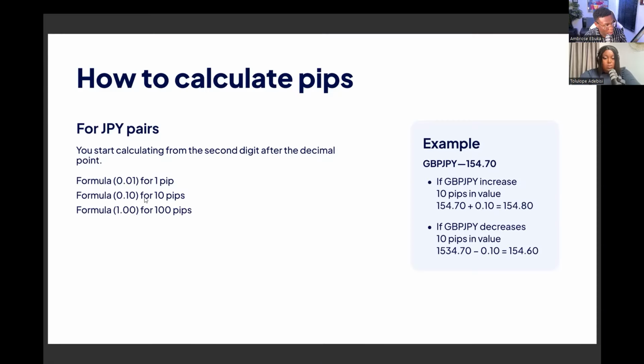Now, if you're going to determine your risk for a buy trade, all you have to do is subtract. Remember, to get your profit, you add on a buy trade. To get your risk, you subtract on a buy trade. The same thing goes for the 100 pips. So take note of this formula, and while you're practicing, you can use it and play around on your demo account.